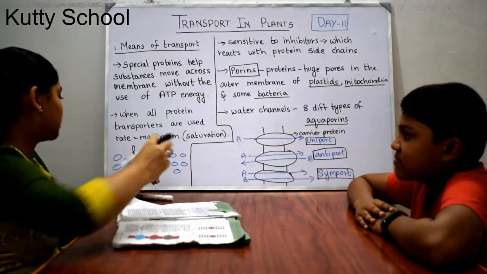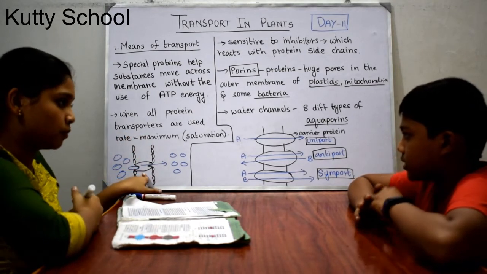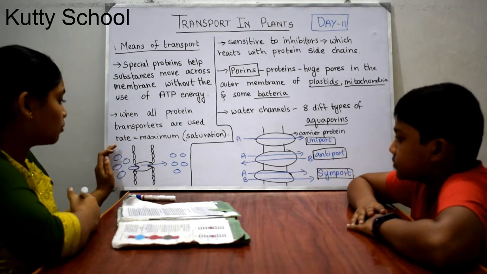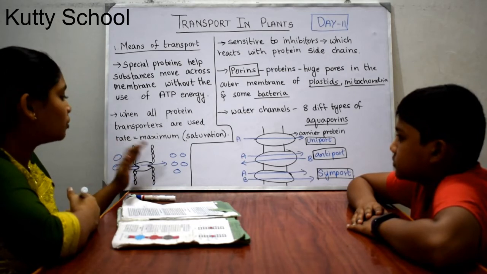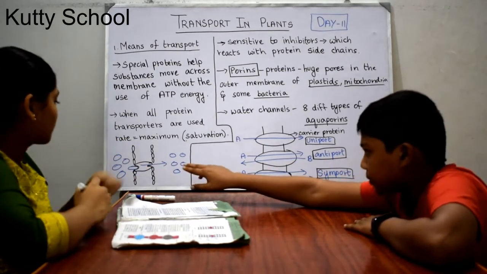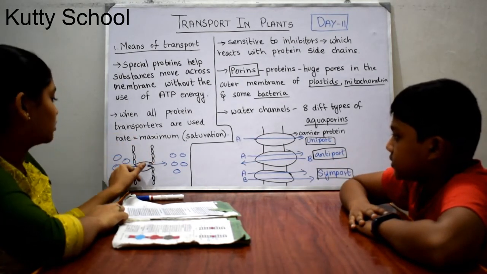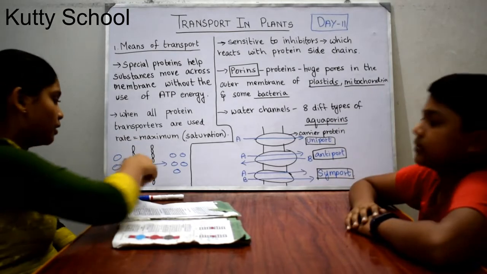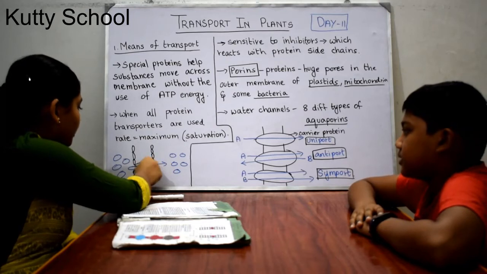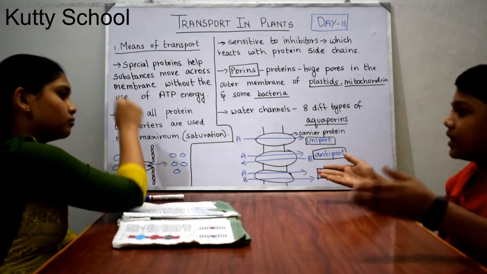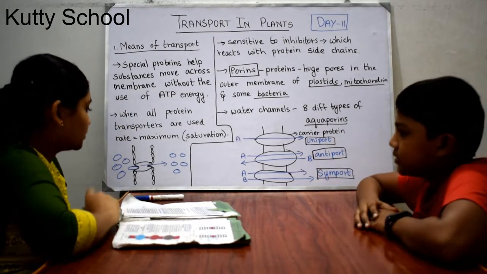So, how does it work? Imagine this is the membrane. In the membrane, this is the carrier protein or transport protein. These are the molecules which are not lipid soluble and need to be transported. This molecule comes and attaches to the protein. The protein turns, it rotates and leaves this molecule here. Then it catches another molecule and rotates again. So that is the mechanism here.